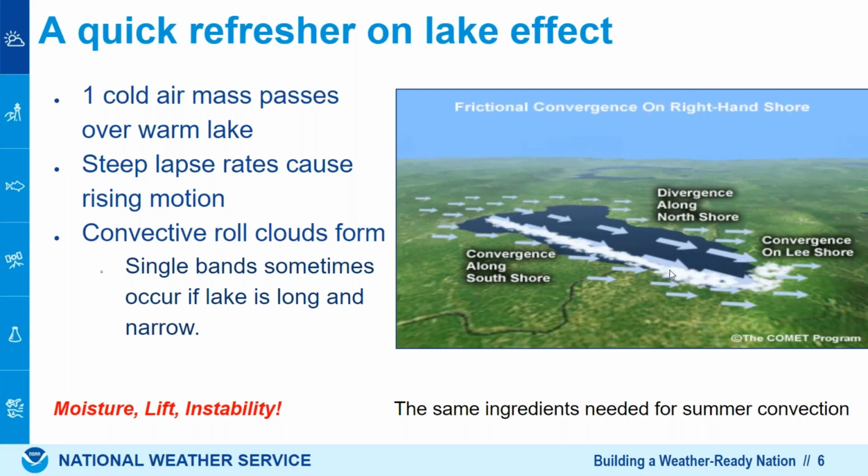You'll sometimes be aided by frictional convergence along the shoreline, and once it gets inland, everything falls apart and just dumps snow or rain east of, or downwind of, the lakes. So kind of summing up, it's basically the same ingredients that you need for summertime convection. It's just that heat source that you get from the lake that's really contributing to everything. You need moisture, lift, instability, MLI, and off you go.